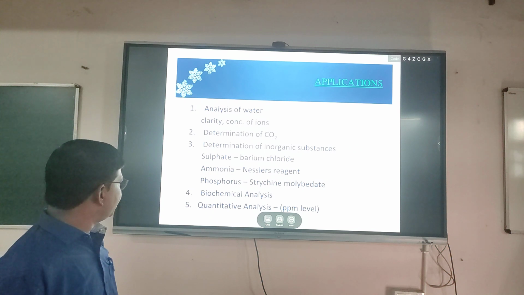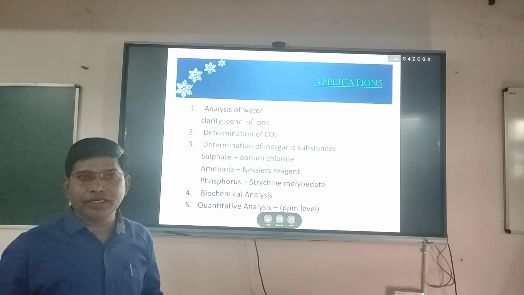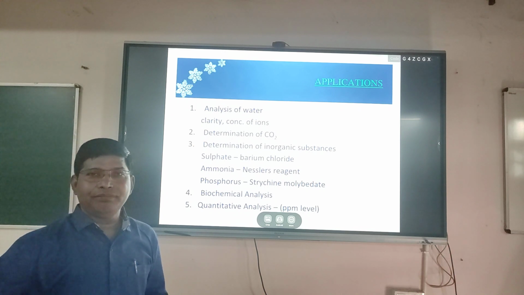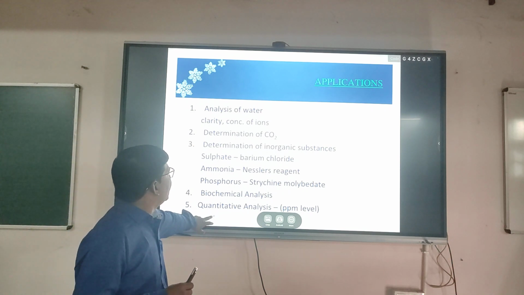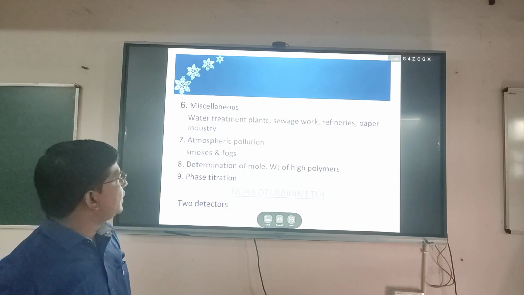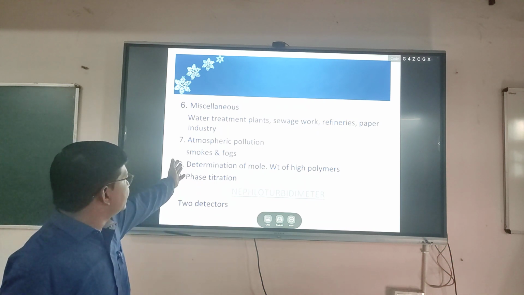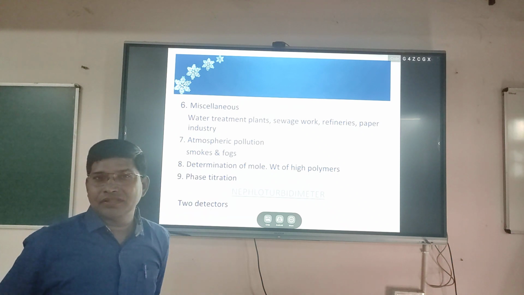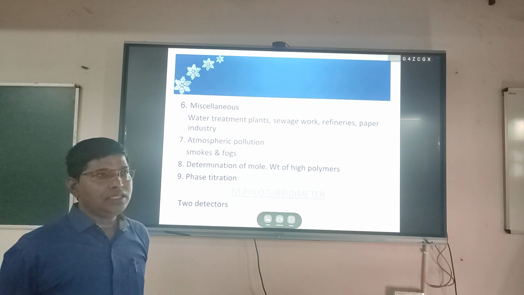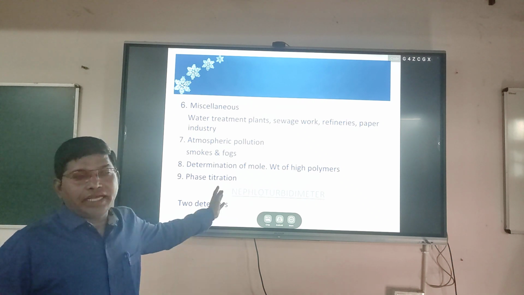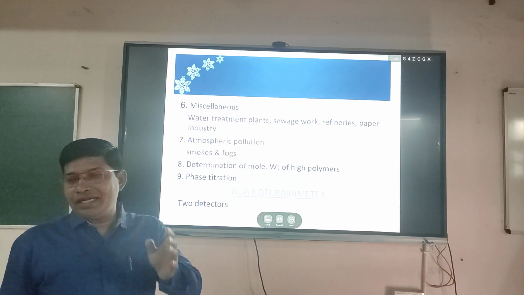We can determine phosphorus. Biochemical analysis, like bilirubin, protein and lipids, can also be determined by forming suspended particles in the solution. So there are several applications of nephelometry and turbidimetry. We can determine smoke and fog because these are suspended particles. Nephelometry and turbidimetry are also useful for solid particles.